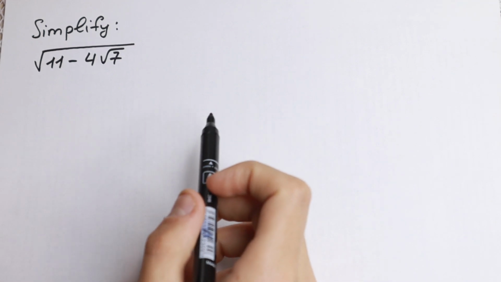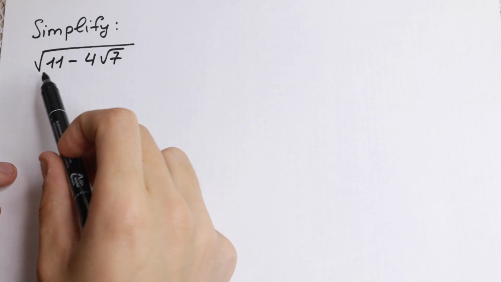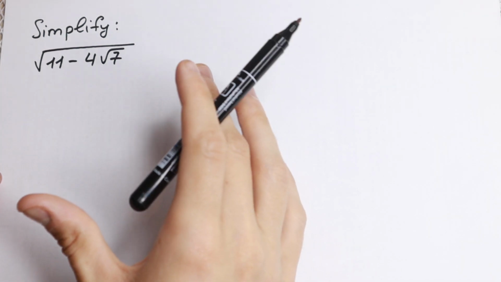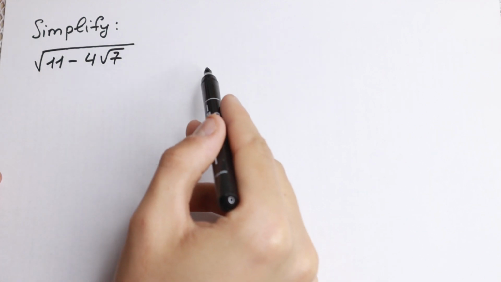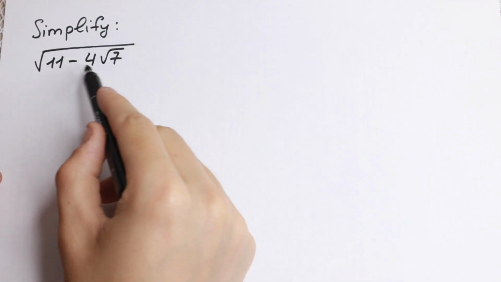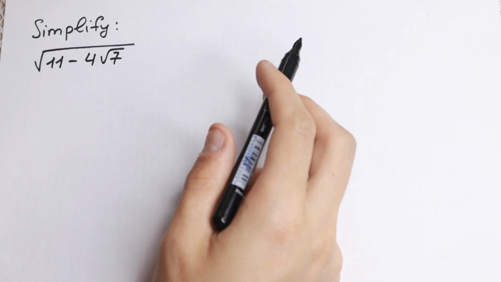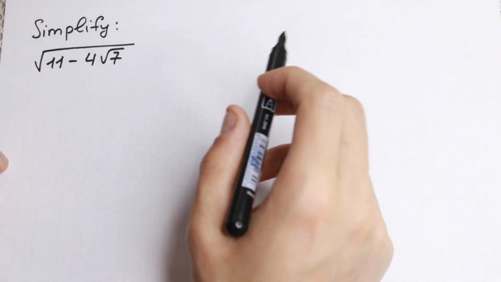Really interesting algebra problem today. We need to simplify this expression. We have square root of 11 minus 4 square root of 7. On the first side, this is really hard because we have only a square root, and not a good number. We have a prime number, and it's not a good number to work with. So we need to find a really good trick right here. I want to show you this trick step by step.